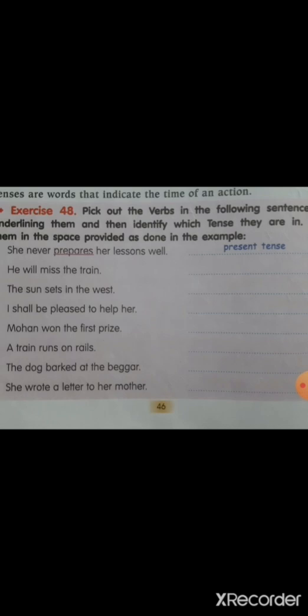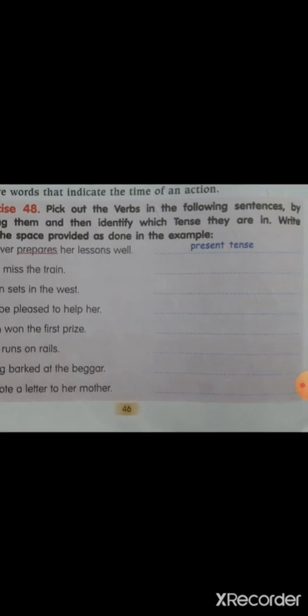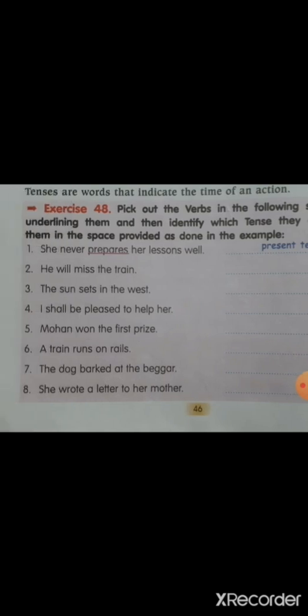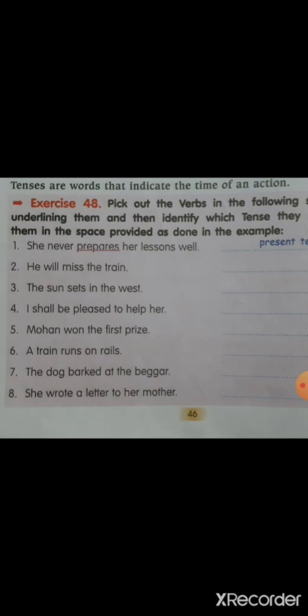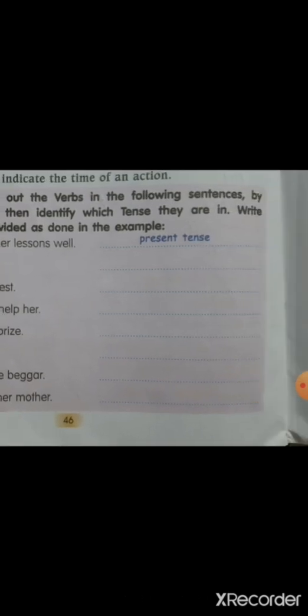Now let's come to the exercise. Now pick out the verbs in the following sentence. अच्छा, पहले हमें verb को pick करना है. My children are knowing about the verb. हमें पहले action words या doing words को pick करना है. Sentence, by underlining them and then identify which tense they are in.